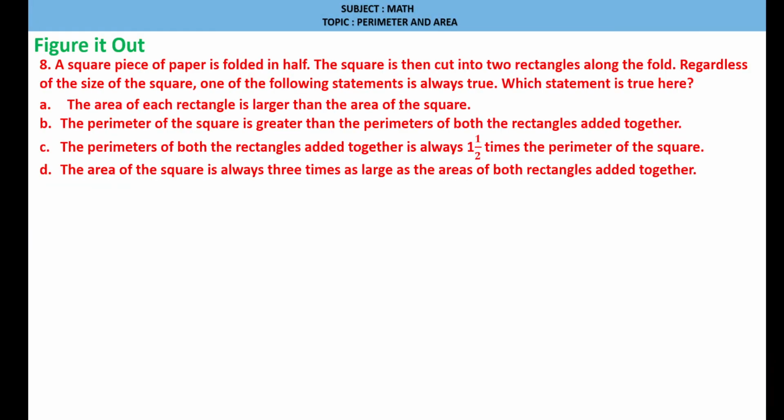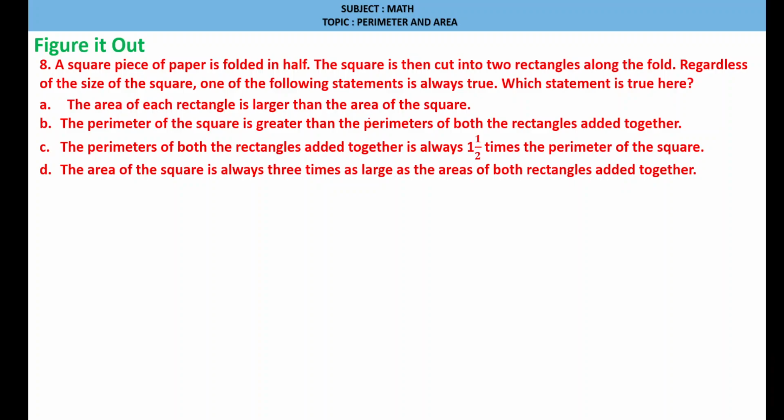Let us see question number 8. A square piece of paper is folded in half. The square is then cut into two rectangles along the fold. Regardless of the size of the square, one of the following statements is always true. Which is true here? The area of each rectangle is larger than the area of the square.